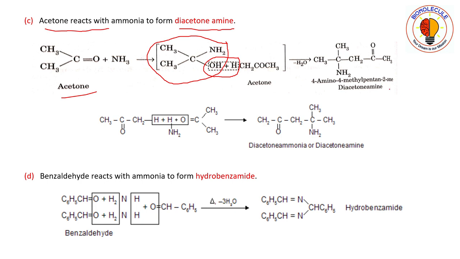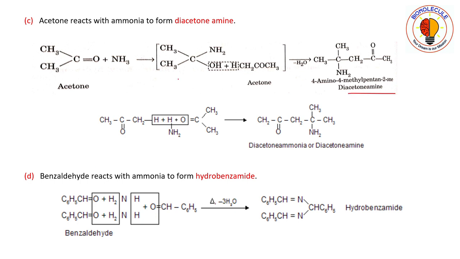Okay, diacetone means 2 molecules of acetone and 1 molecule of amine goes and forms this compound. Okay, so this portion is from the first molecule of acetone and this one is from the second molecule of acetone, and this is your amine. Okay, so what is the name? Its name is 4-amino 4-methyl pentan-2-one, that is diacetone amine.